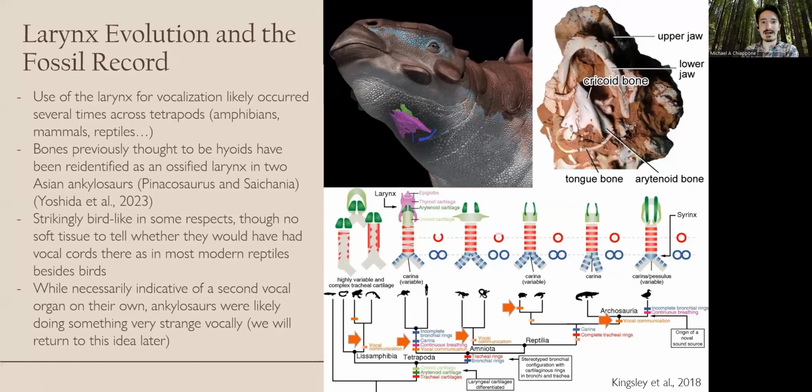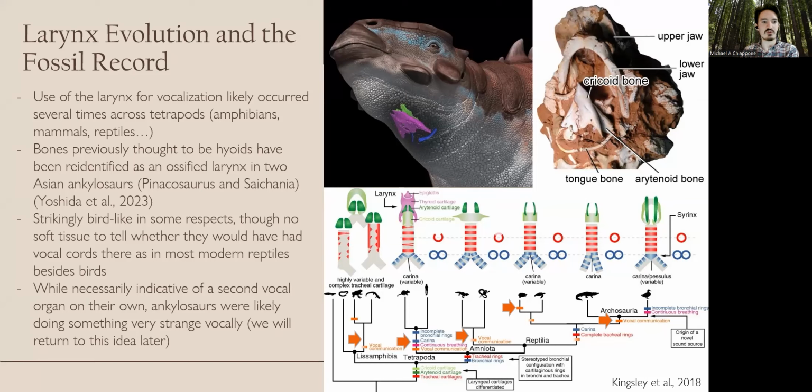Now, I couldn't pass up the chance to talk about this bizarre find from recently. So, bones previously thought to be the hyoids have actually been re-identified as an ossified larynx in two Asian ankylosaurs, Pinacosaurus and Sichania. This makes them the oldest known larynxes in the fossil record.